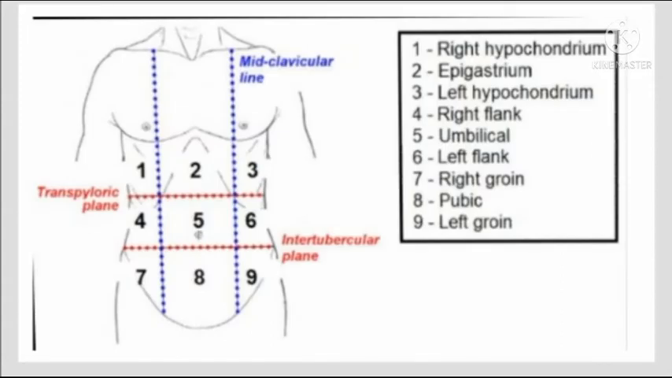The anterior abdominal wall is divided into 9 parts by the mid-clavicular line, the transpyloric plane, and the intertubercular plane. First part is known as right hypochondrium. Second part is known as epigastrium. Third part is known as left hypochondrium. Fourth part is known as right flank. Fifth part is known as umbilicus. Sixth part is known as left flank. Seventh part is known as right groin. Eighth part is known as pubis. Ninth part is known as left groin.